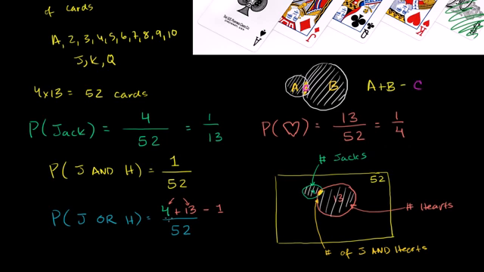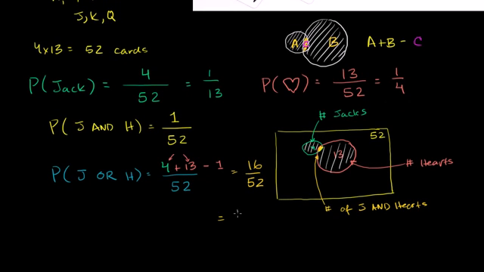So that's the same thing over here. We're counting all the jacks, and that includes the jack of hearts. We're counting all the hearts, and that includes the jack of hearts. So we counted the jack of hearts twice, so we have to subtract 1 out of that. So it's going to be 4 plus 13 minus 1, or 16/52. Both of these are divisible by 4. If you divide 16 by 4, you get 4. 52 divided by 4 is 13. So there's a 4/13 chance that you get a jack or a heart.